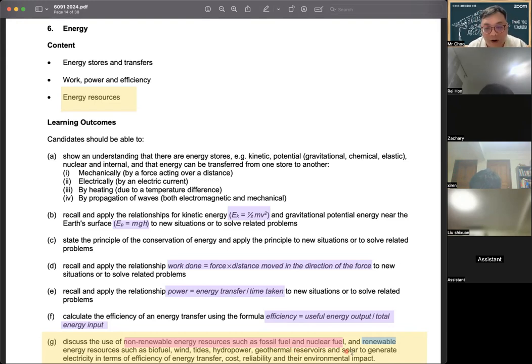Okay, lastly, in Singapore, we use a lot of solar energy. Okay, because solar power comes from the sun. Okay, so it has the energy from the nuclear store. Okay, so solar energy is good. It is renewable, it is clean.